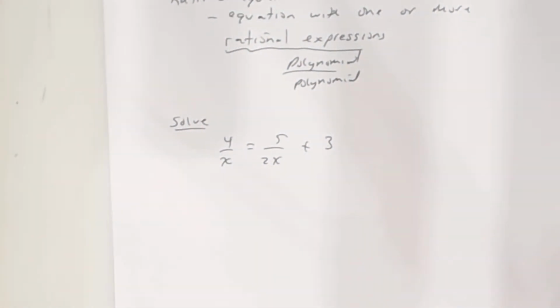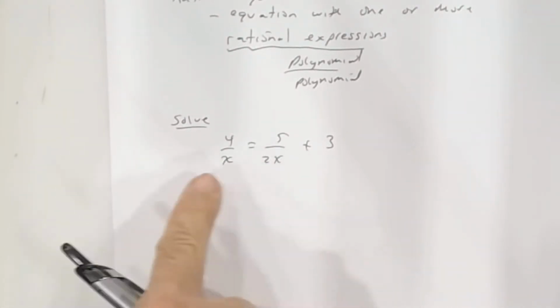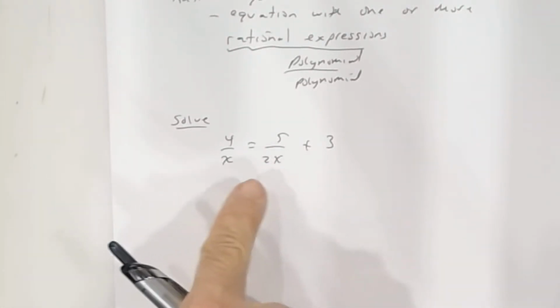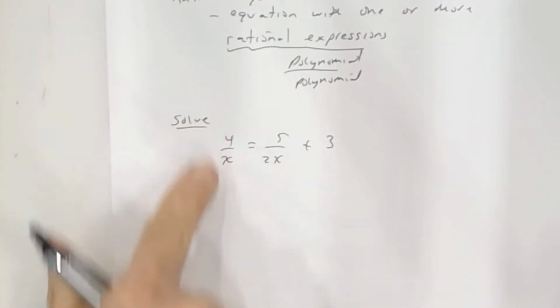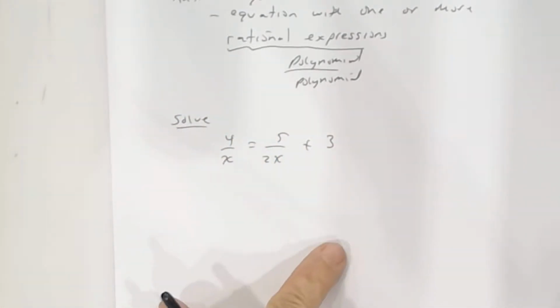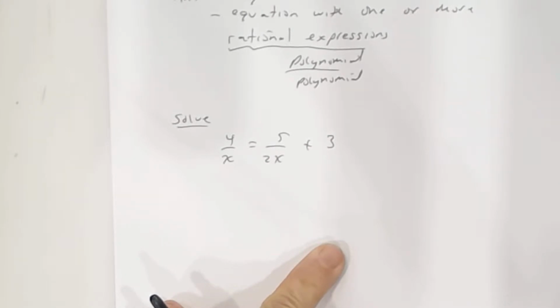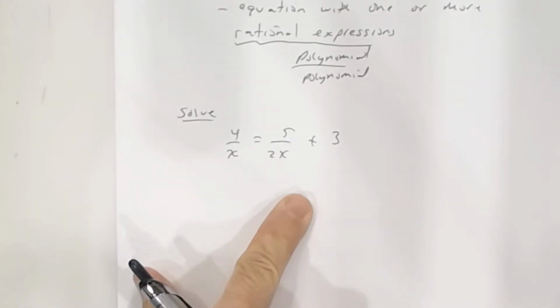But not all rational equations are linear. Is this a rational equation? Yes, because it contains one or more what? Rational expressions. But is this rational equation linear? The answer is no. It is not. Because remember, a linear equation cannot have the variables located where? In the denominator.